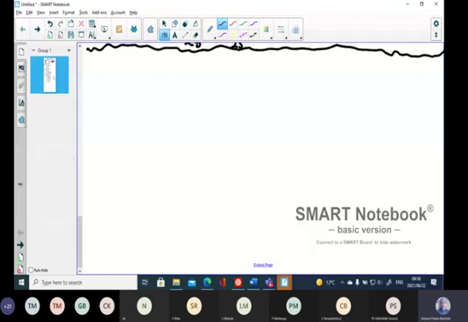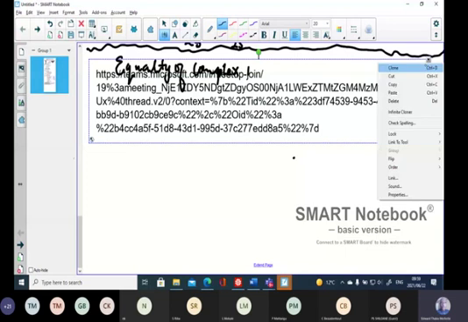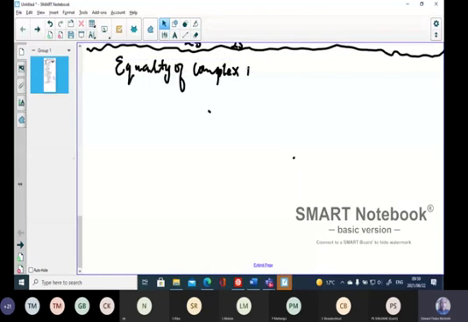Now, that's what we call equality of complex numbers. Okay, equality of complex numbers.